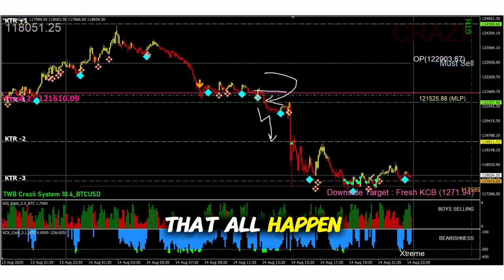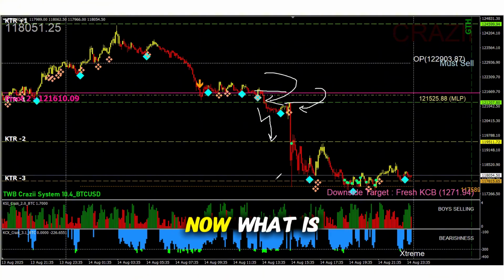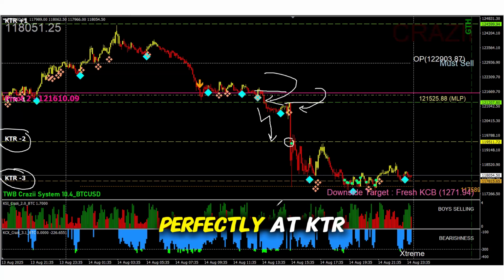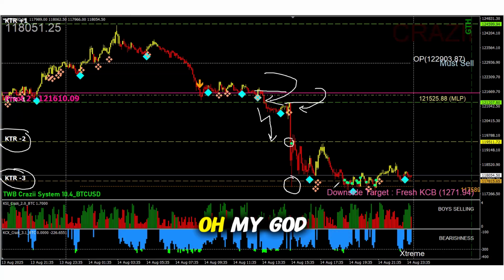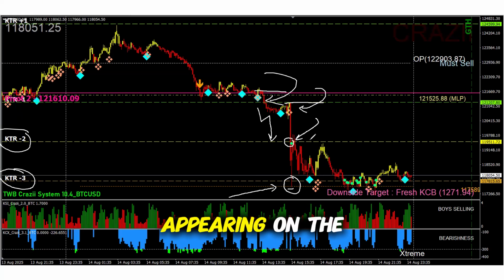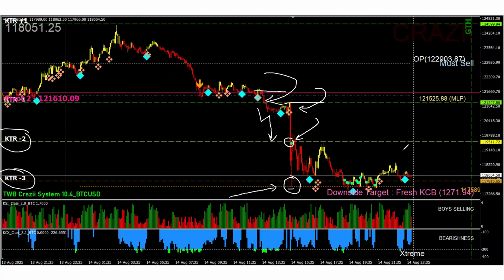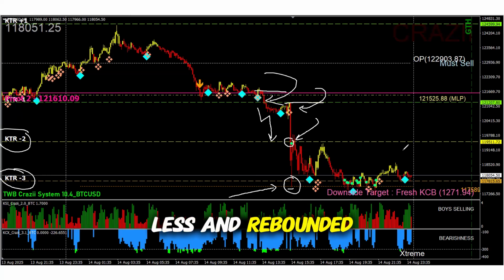And then when that all happened, look at it. Oh my goodness. The diamond came out on the screen. You draw a line like this, and then what happened? The thing collapsed. What is crazy is that when it collapsed down, it went down to KTR minus 2, and it stopped perfectly at KTR minus 3. Oh my God. And as a matter of fact, the MA30, which is here, was even more perfect. That's why you see the green dot appearing on the screen. The market actually hits the MA exactly, no more, no less, and rebounded from there.